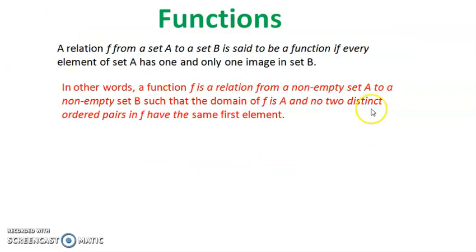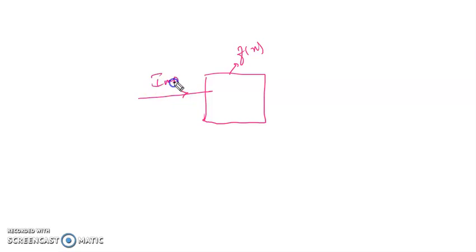So what is a function? Let us describe a function in terms of a machine. Imagine this is a machine, and this is f of x. Provided that for every input value there will be a unique output value, that is called a function.